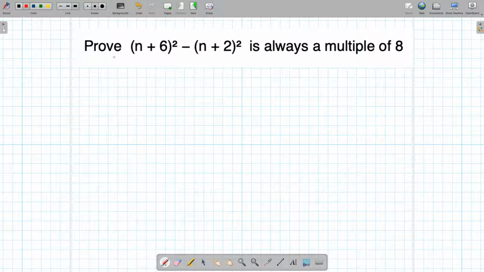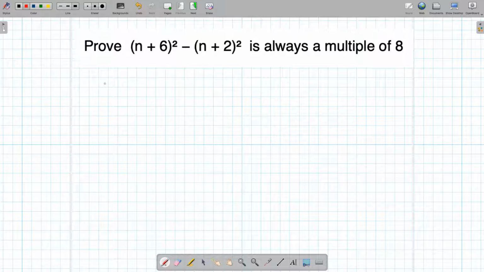So here we've got a question where we're going to prove that this thing here is always a multiple of 8. Now this is the sort of thing you will get on an exam, but at the moment I'm recording this in the middle of an online learning, and for your Google Forms I might ask you what's the highest number that can always be divided into this.